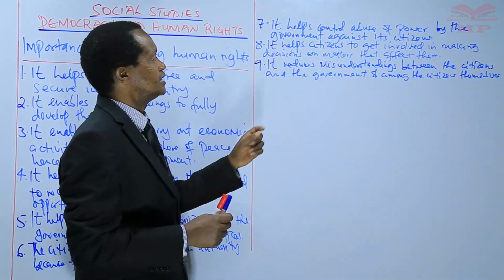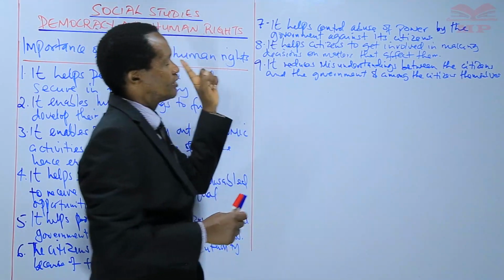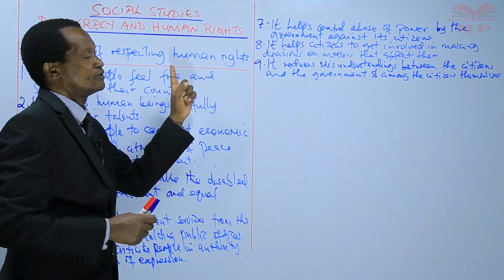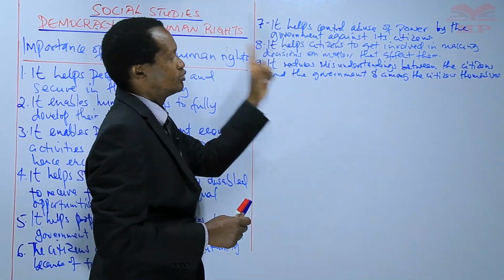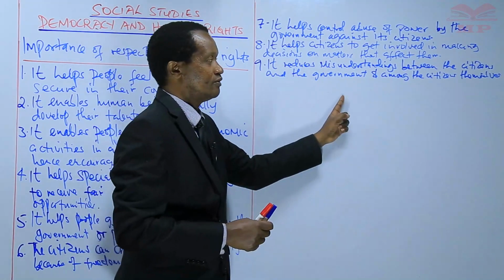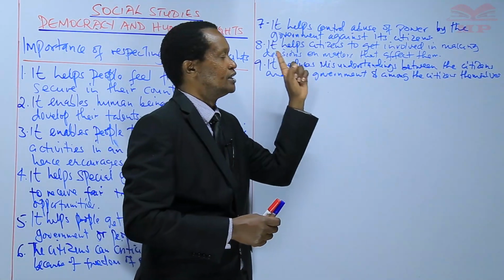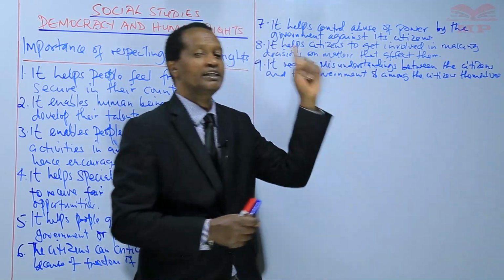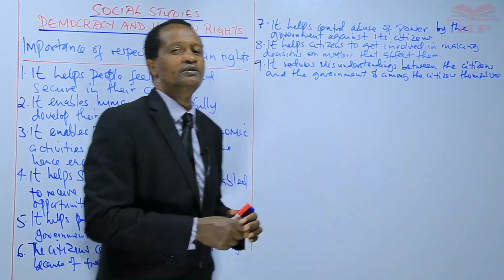So learners, respecting human rights, for example, the right to vote or the right to make decisions, reduces misunderstandings between the people and the government, and between or among the citizens themselves.